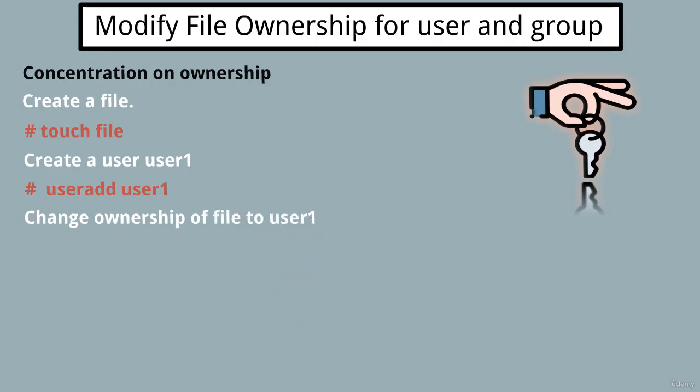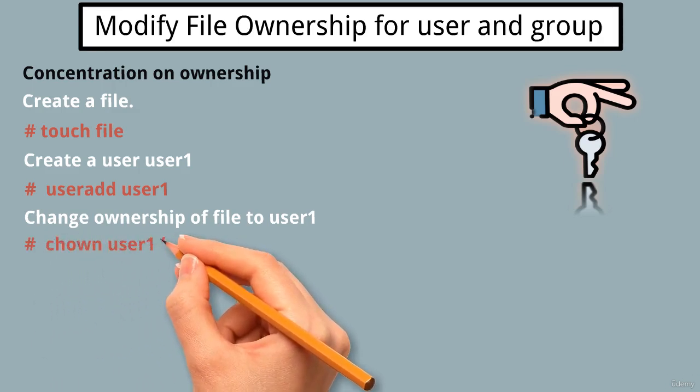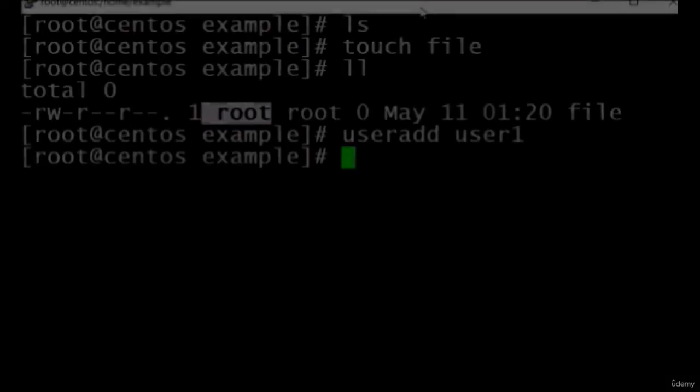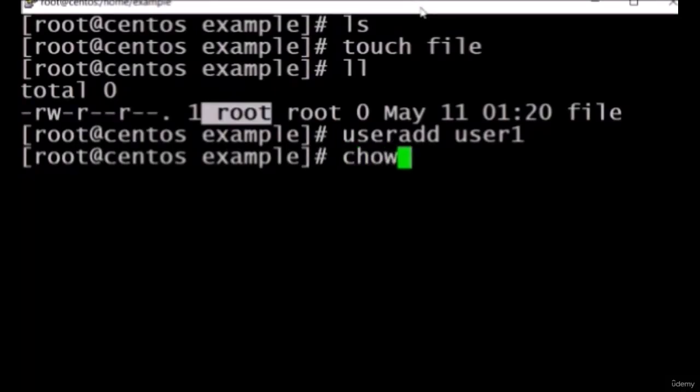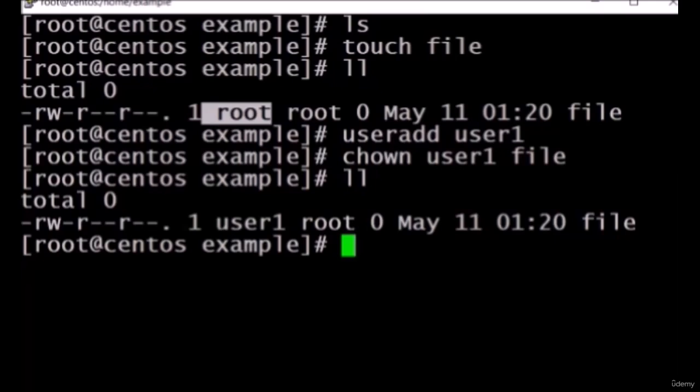In order to do that, we can run this command. chown is a command which is used to change ownership of a file. So chown stands for change ownership. So let's run this command, see what happens. chown. Let's make user1 the owner of file. Hit enter. Let's do an ll again. As you can see previously, root was the user owner. Now user1 is the user owner of this file.